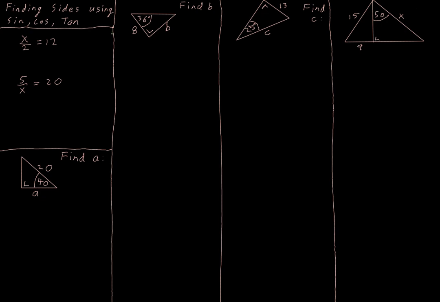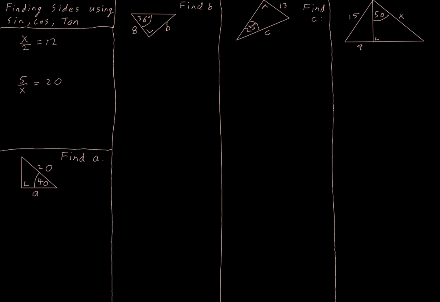Hello. Now we are going to look at finding the sides of a right-angled triangle using sine, cos, and tan. To begin with, as we have to solve some equations involving fractions, we're going to do a recap of how to do that. So if I have x divided by 2 is equal to 12, how would I find the value of x? Well, I would get rid of my fraction.